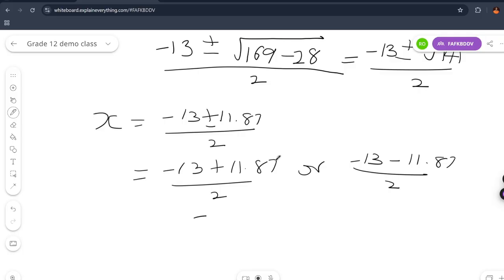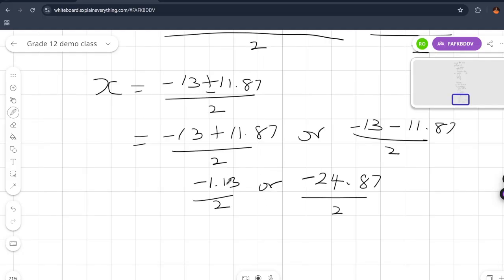So what is minus 13 plus 11.87? Correct, minus 1.13 over 2, or minus 13 minus 11.87. No, try again. Don't forget, this is minus and this is minus. So you are not just saying 13 minus 11.87. Don't miss your signs. If you miss the sign, you will get the wrong answer. So minus 13 minus 11.87, since both numbers are negative, we'll be getting a negative number. So it is not 1.13. Instead, it is 24.87. Then we divide over 2.